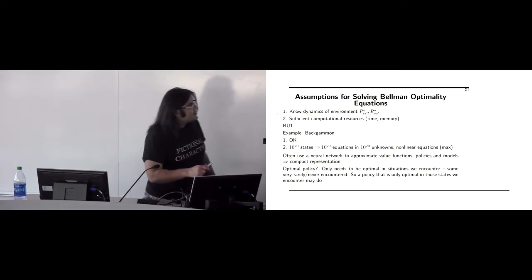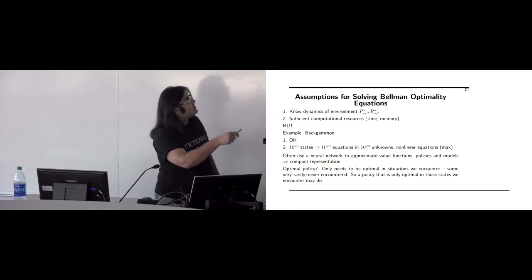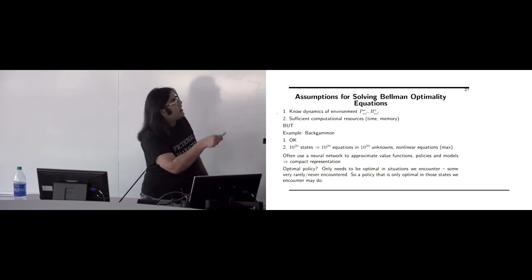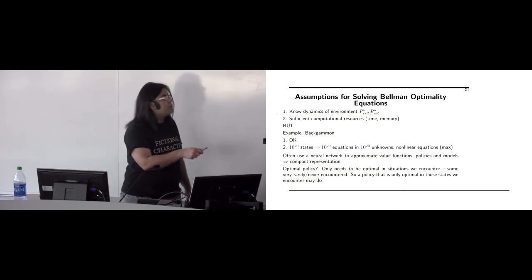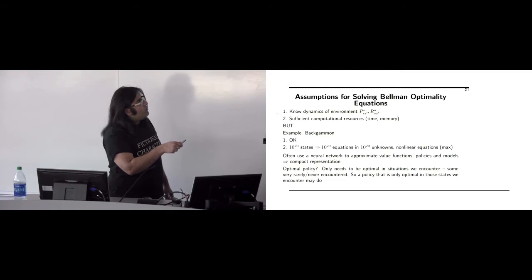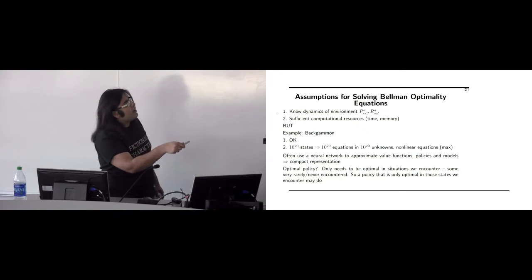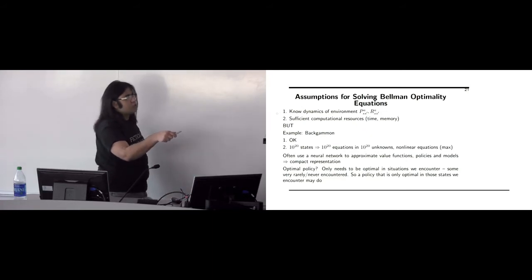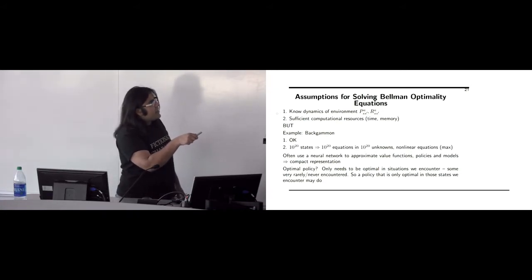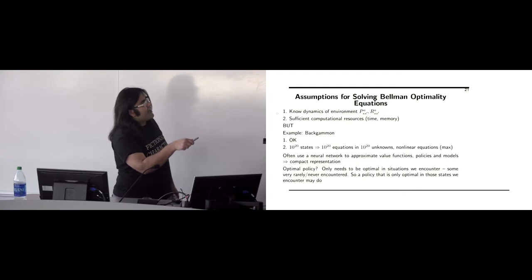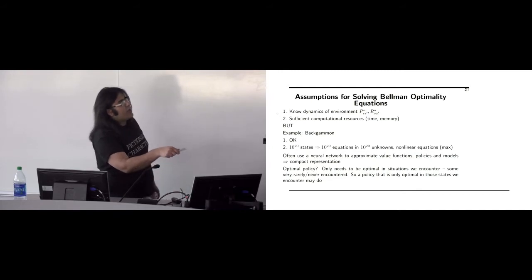In those cases, we go with a best effort approach. And there's not always enough memory available. Let's assume the game of backgammon. I assume that we are all familiar with backgammon. Let's assume that the first assumption is satisfied because we can somehow code the transition probabilities, the rules of the game, and the reward function into the agent. But then there are 10 to the 20 states in backgammon, which means that there are 10 to the 20 equations in 10 to the 20 unknowns, and we are solving nonlinear equations.